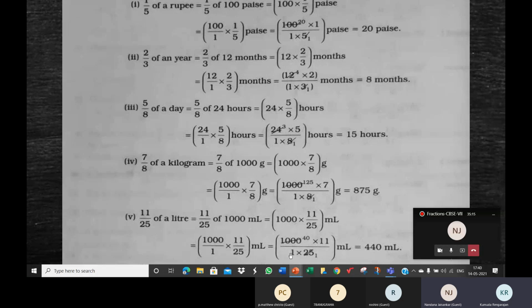Then you can strike this 1000, write 200, strike 25 and write 5. Then again strike 5. 5 ones are 5. And that 200 will be 5 40 times 200. You can do it straight away in 25 or 2 times in 5. And the answer is 11 into 40, 440 ml.